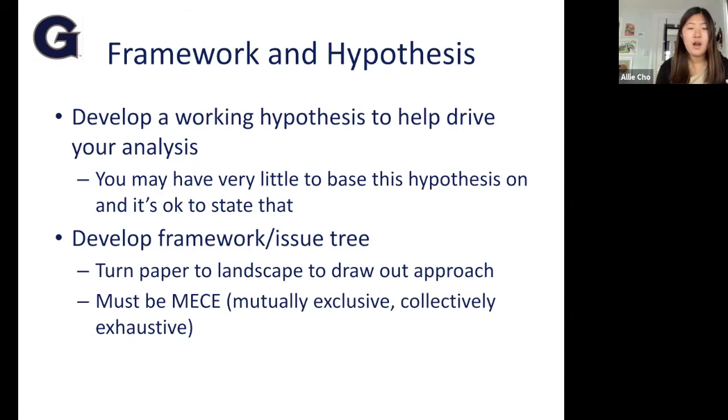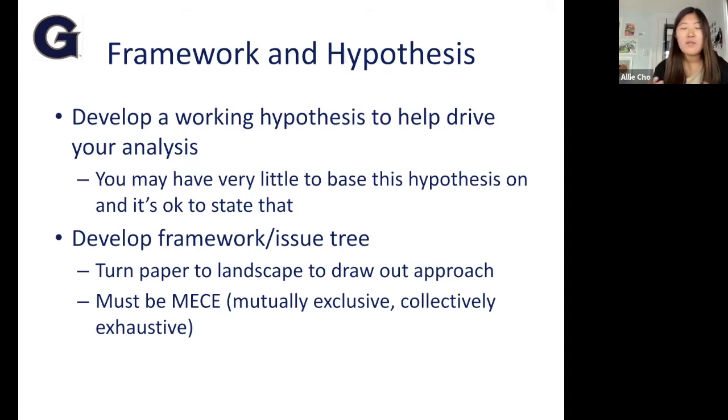So there's two parts to this. The first is the hypothesis. Basically, after you get all of the information and organize your thoughts, you want to begin by presenting your best guess on what you think the problem is.